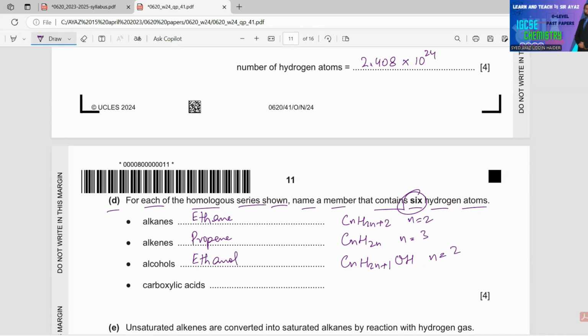In case of carboxylic acid, the general formula is CnH2n+1COOH. And n must be 2, because 2 multiplied by 2 is 4, 4 plus 1, 5, 5 plus 1, 6. So n must be 2 here again. What about the name of this member? If you take n as 2, it becomes C2H5COOH. There will be 3 carbon atoms, which means it's propanoic acid.